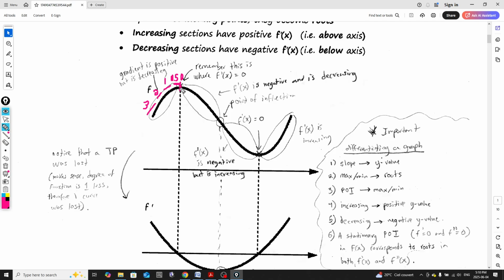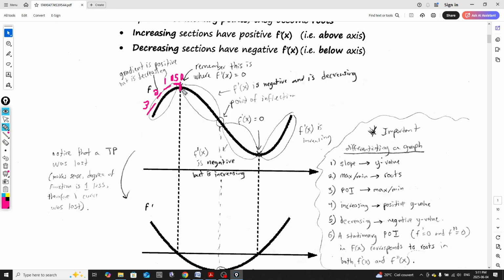Now let's take a look at this next section. What's happening throughout this entire section is that any tangent line that I can draw at any of these points in this little area has a negative slope. And because it has a negative slope, the value of f prime is negative for those, because those negative slopes correspond to the y values on f prime.